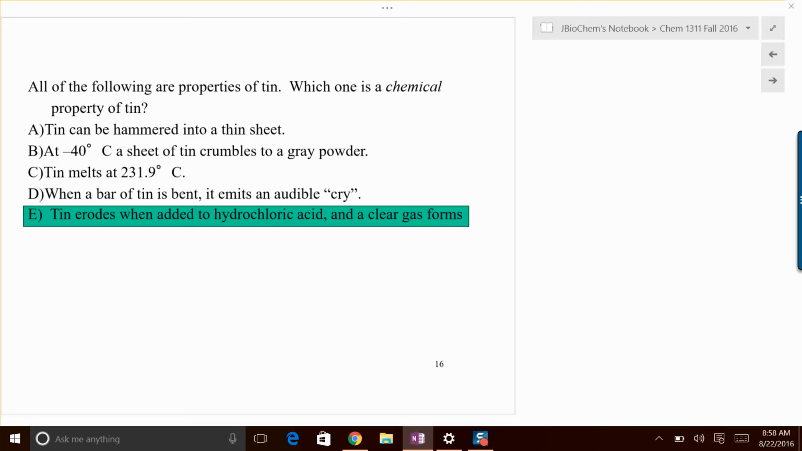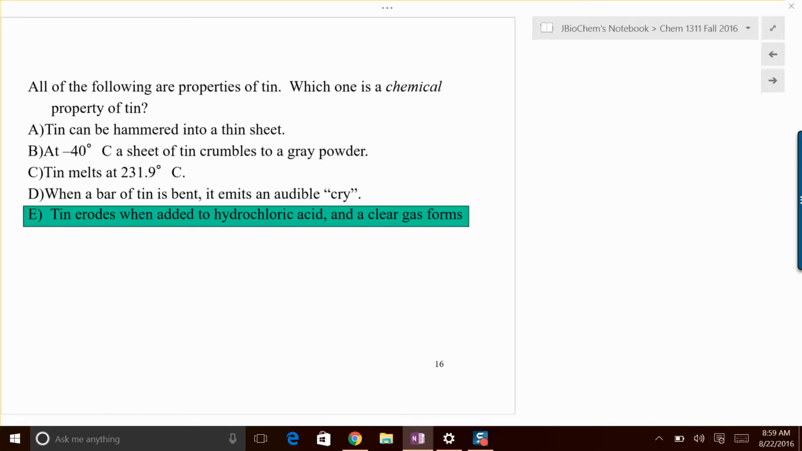Okay, so these are all properties of tin. Which one is a chemical property? So tin can be hammered into a thin sheet. That's physical because it's a metal and it's malleable. That's what they say. So metals, the metal bonds, they have flexibility in them. You can move them, and so that's why we can hammer sheets of metal and make them thinner, or it's malleable. You can shape metal. Okay.